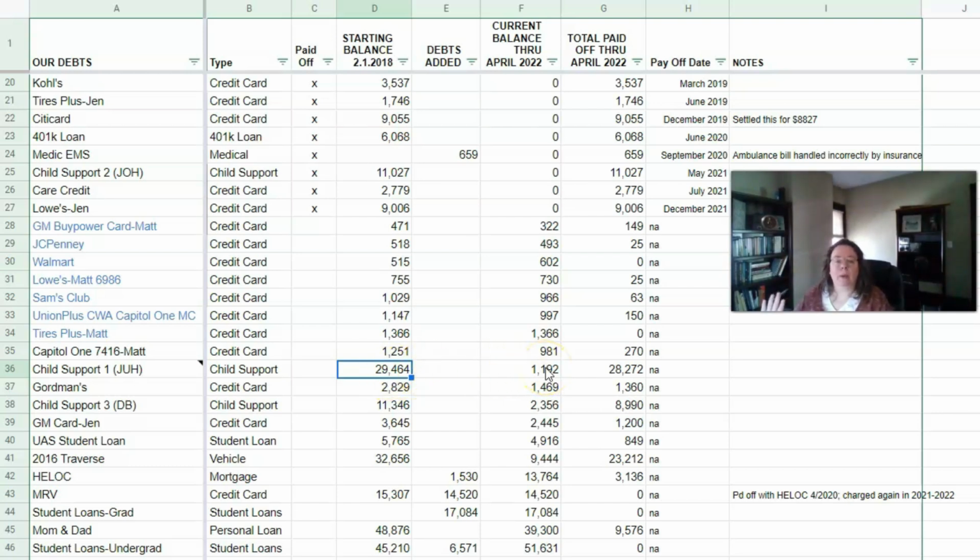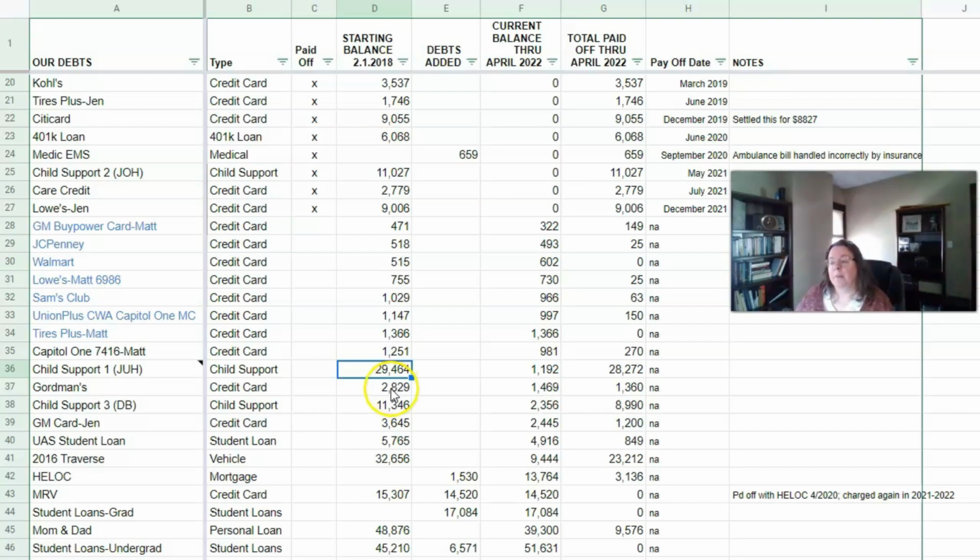So the support, by the way, is paid for all of them. The support is long gone and done. We're down to $1,192 with this child support order, and it will be paid off in July of this year, 2022. So we're excited, because he pays $456 a month to that, and $456.90 a month to that. It includes a $5 service fee that he has to pay on each support order each month.